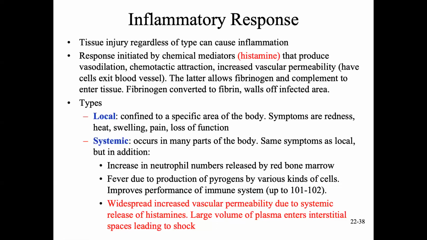Now, the weird thing is this. All of our immune chemicals, complement, histamine, interferon, interleukin, all of our immune hormones work better. And even our white blood cells work better at a higher body temperature, 101, 102 degrees, right?